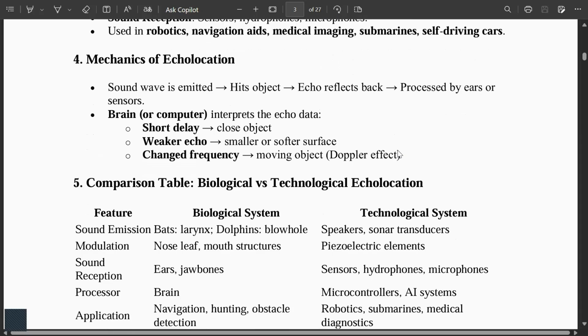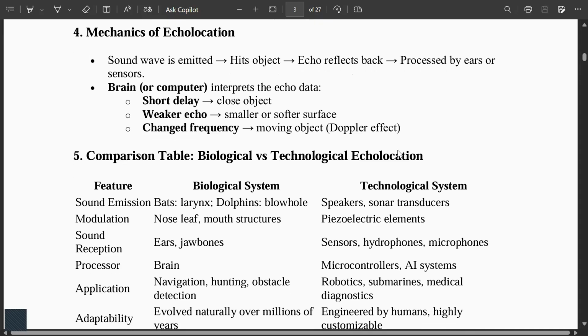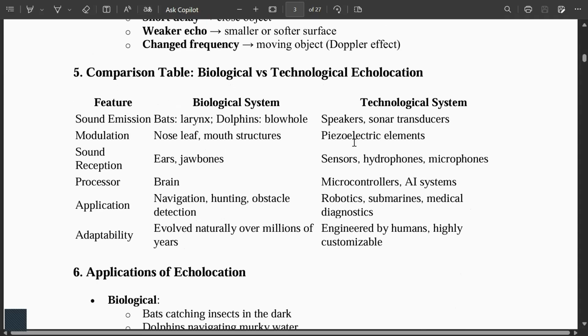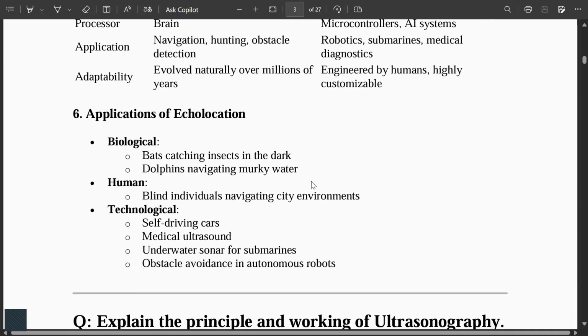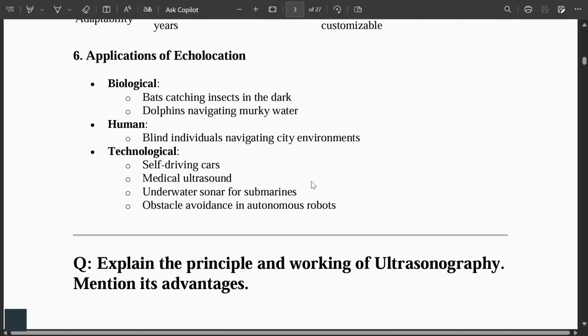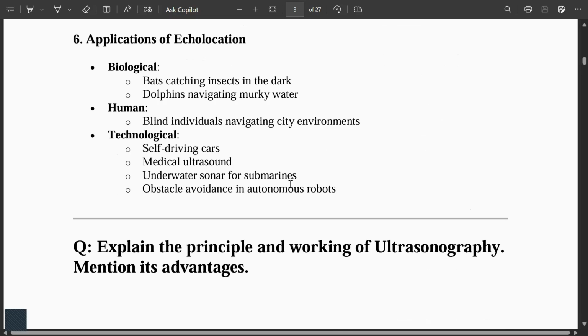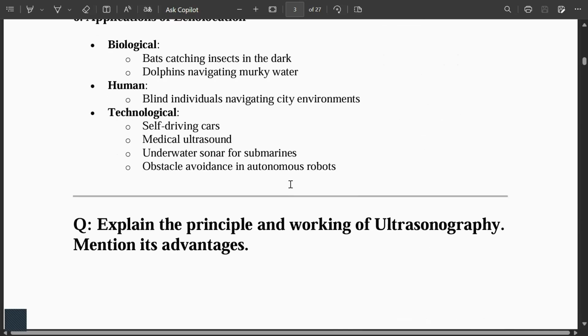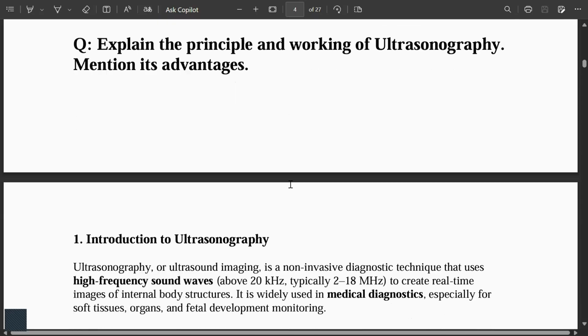If it comes back fast, that is a short delay, then the object is close. If there is a weaker echo, then we say the object is smaller or there is a softer surface. If the frequency changes, then we can say there is a moving object; that is the Doppler effect. Comparison: you can refer to the table for comparing the biological and the technical system. Applications: biological, it is used in bats catching insects, dolphins in murky water. In humans, blind individuals can use it. In technical, we use it in the sonar system and to avoid obstacles in robots, and in medical ultrasounding.